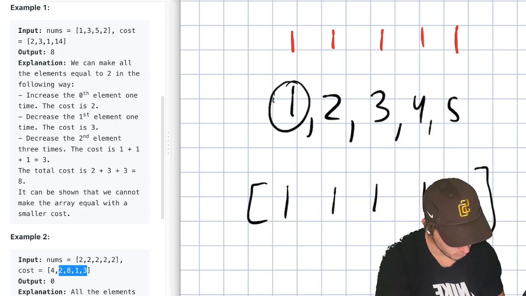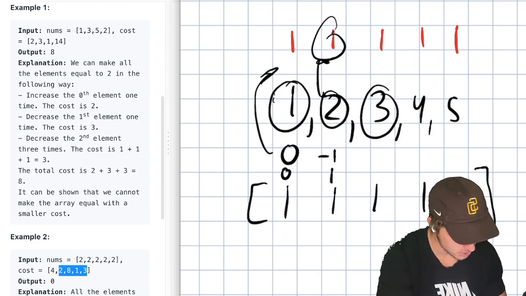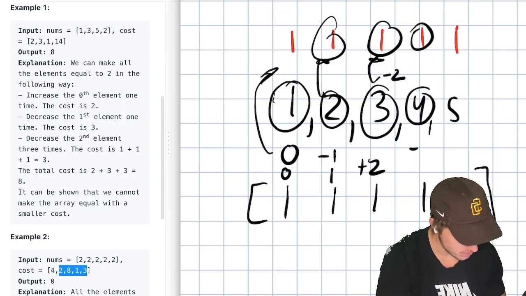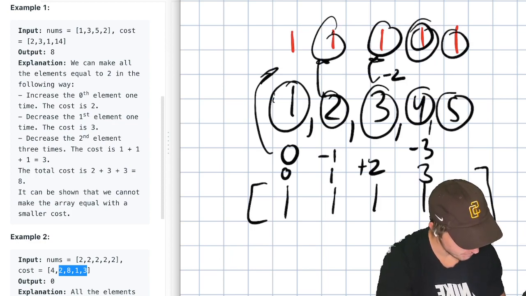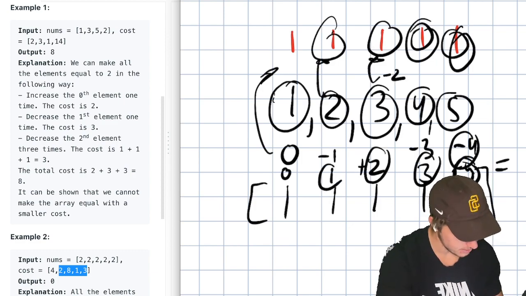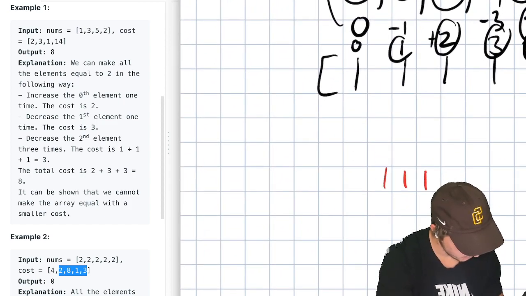To make this one 1, we add 0, cost 1, so that's plus 0. To make this 2 into 1, we have to subtract 1, and the cost of that is 1, so it's plus 1. To make this 3 into 1, we have to subtract 2, so it's plus 2. To make the 4 into 1, we have to subtract 3, so the cost is 3. To make 5 into 1, we have to subtract 4, and the cost of that is 4. Then we add all those up: 4 plus 3 plus 2 is 9, plus 1 is 10, so it equals 10. And we can do the same game again, 1, 2, 3.